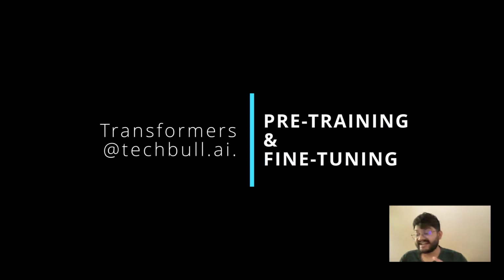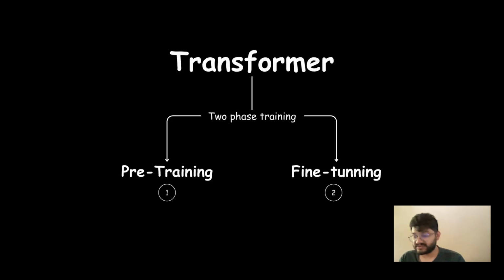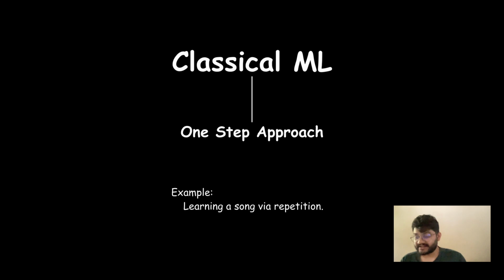So in this video, let's discuss the pre-training and fine-tuning process in transformers in generative AI, as transformers use a unique approach, separating training into two phases, that is a pre-training and a fine-tuning phase. While classical machine learning has a one-step approach, where traditional ML models learn directly from labeled data.